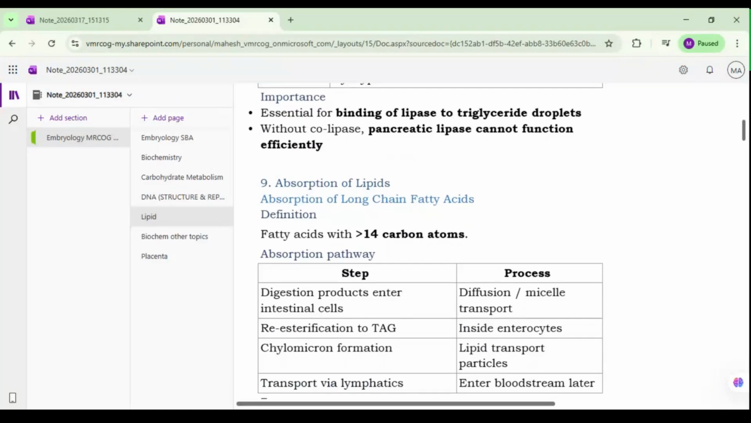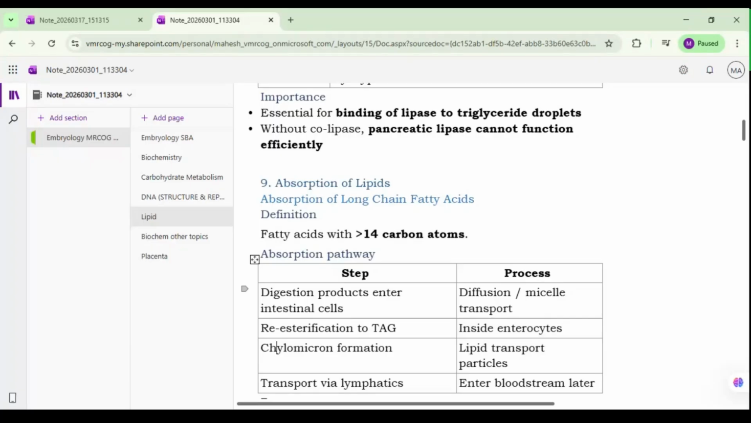So what is the absorption pathway? Digestion products will enter into the intestinal cells. This is by diffusion or micelle transport. So there is simple diffusion or micelle transport for these lipids. Then what happens? There is a reesterification to triacylglycerol. So initially there was triacylglycerol which was broken down into 2-MAG, 1-MAG, etc.